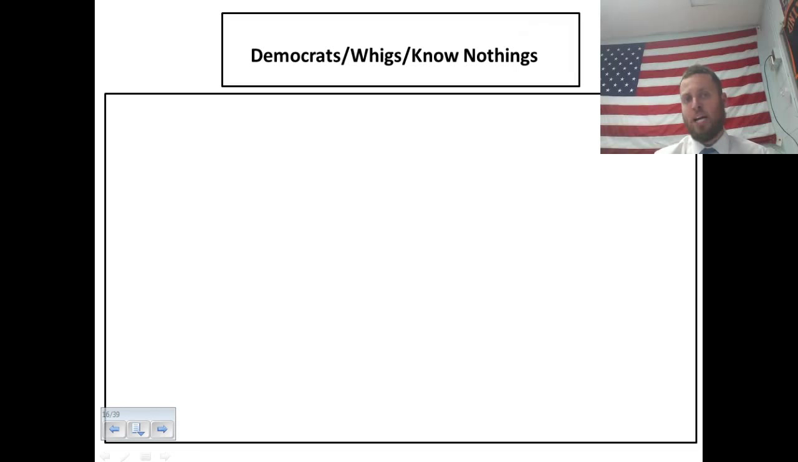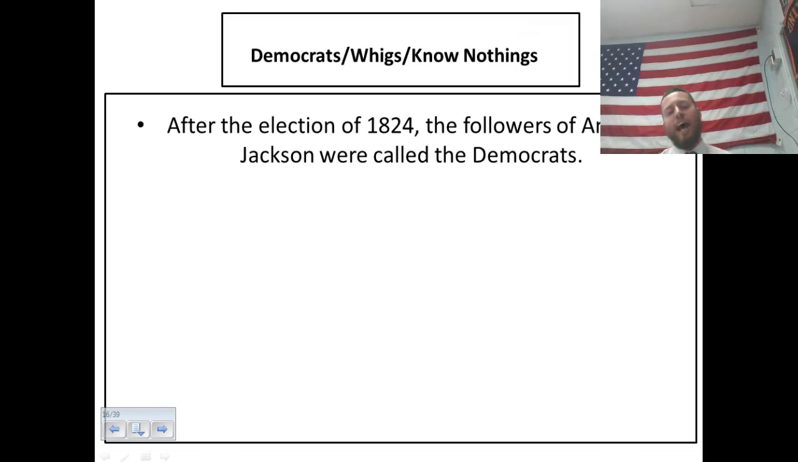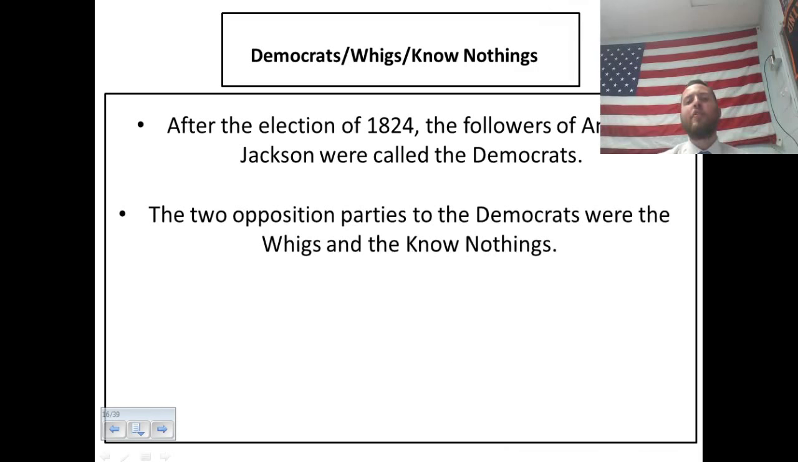Please put in Democrats, Whigs, and Know-Nothings. So what's going on with political parties before the Civil War? Well, let me tell you. First, write this down. After the election of 1824, the election of the corrupt bargain, the followers of Andrew Jackson were called Democrats. If you followed Andrew Jackson, you were a Democrat. Okay? So were there any other parties? Yeah. The two opposition parties to the Democrats were the Whigs and the Know-Nothings. The Whigs were a very anti-Andrew Jackson party, and the Know-Nothings were an anti-immigrant party.